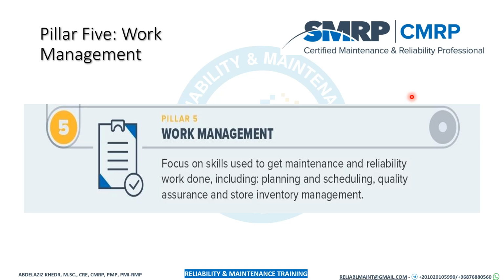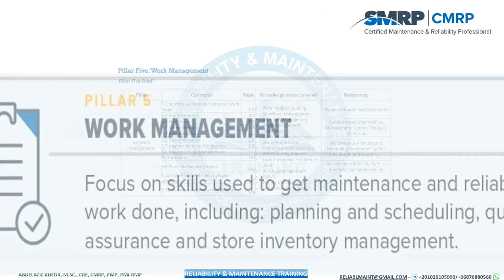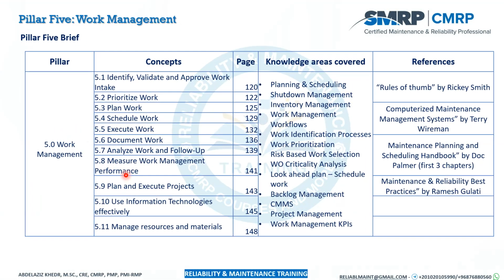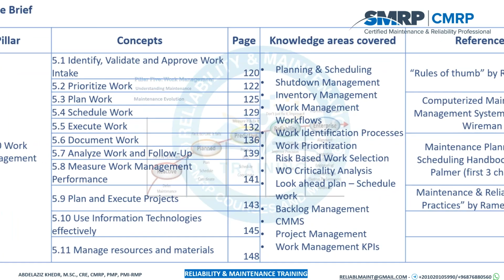So you may have a lot of design and a lot of reliability studies being done, but this is the most visible part. In this pillar, we have 11 sections. The most important book here is Maintenance Planning and Scheduling by Doc Palmer. For sure, you are not required to read this book for the CMRP exam if you are taking our detailed course.